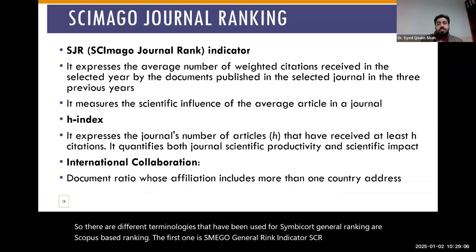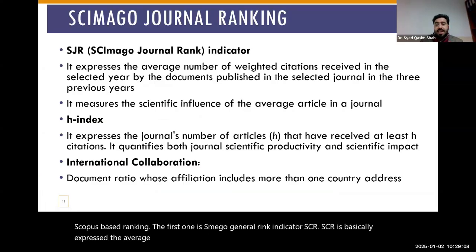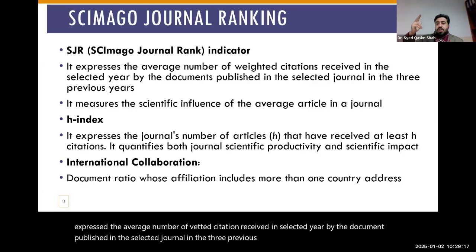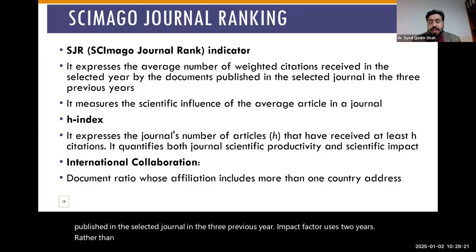SJR basically expresses the average number of weighted citations received in a selected year by the documents published in the selected journal in the 3 previous years. Impact factor uses 2 years, whereas SJR uses 3 years.